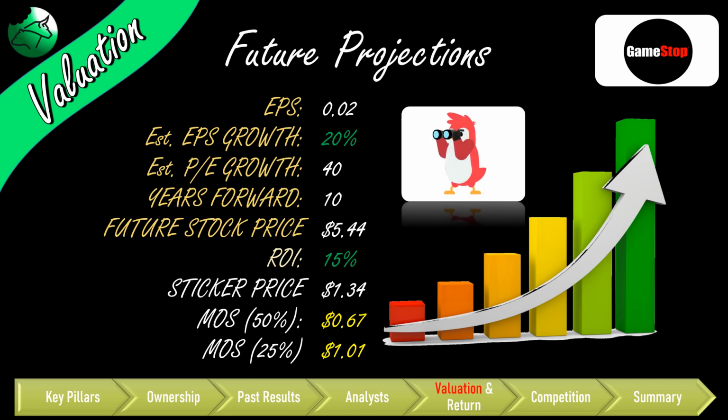Then we need to include our 15% return, and then we work out the current value, which Phil Town calls the sticker price, which is $1.34. And then we apply a margin of safety of about 50%, and this gives me a buy price of $0.67. Or at 25% it gives me a buy price of $1.01.